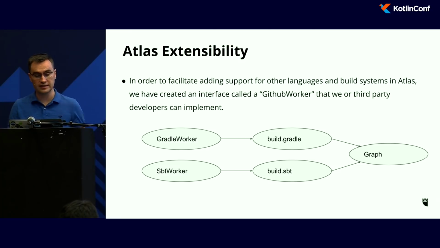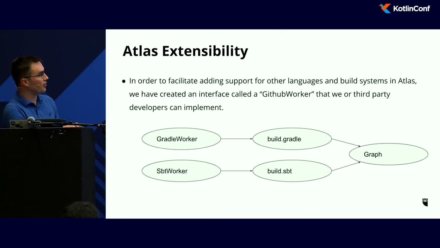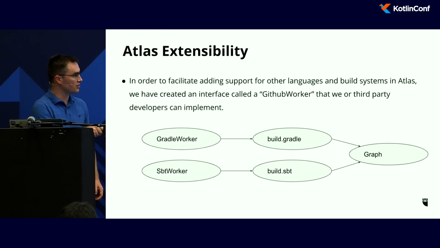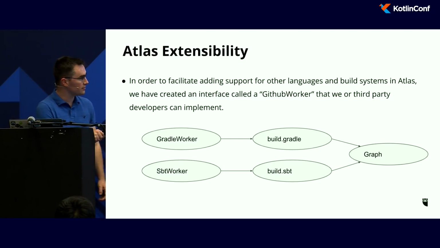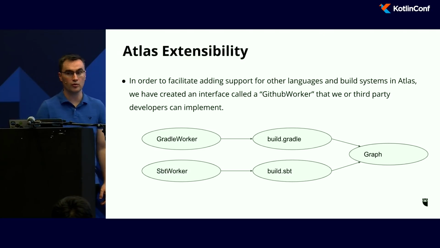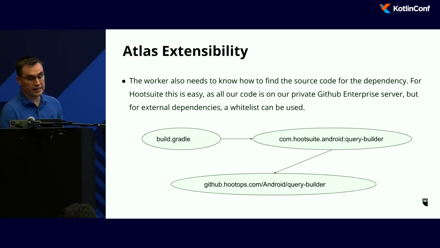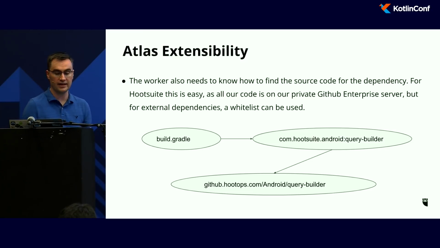The implementation of this interface knows how to crawl GitHub files for dependency information and to compile that information into a graph. At the moment, we have a Gradle worker that parses build.gradle files to generate a graph, an SBT worker that parses build.sbt files for the graph, similar for iOS, and similar if we were to add NPM support to parse package.json files, which is the next goal, so that we can visualize our JavaScript dependencies at Hootsuite. So the worker also needs to know how to find the source code of the dependency.